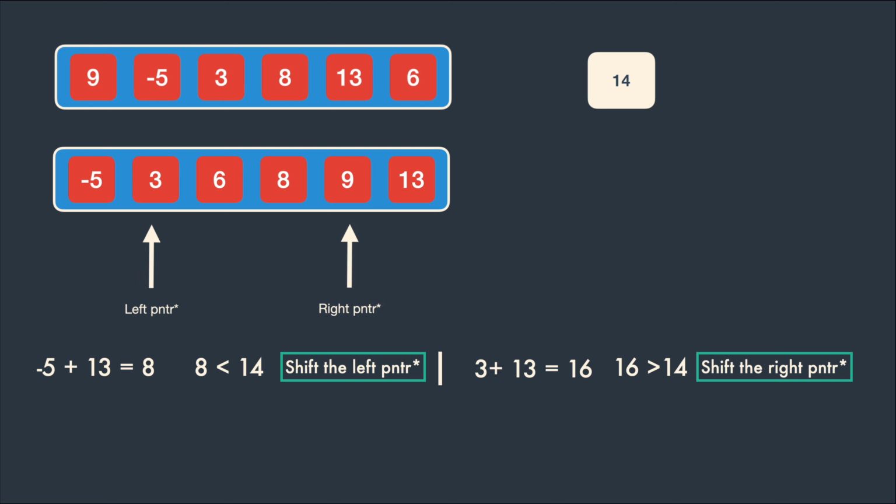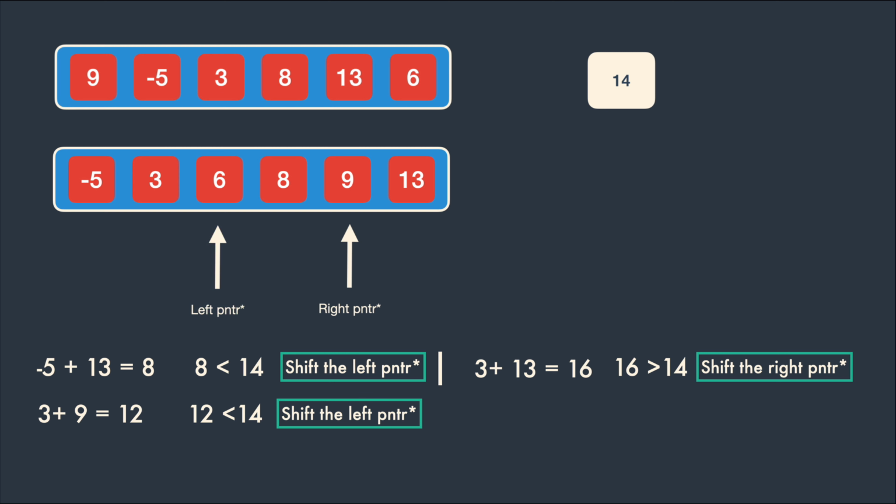Again, with another pair of numbers, we sum up 3 and 9 to get 12. We compare 12 to our target value, which is 14. Obviously, this 12 is less than 14. So what happens now? We move the left pointer to the right and move on to the next case.